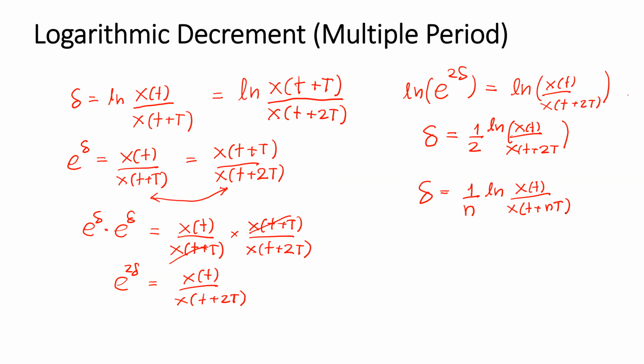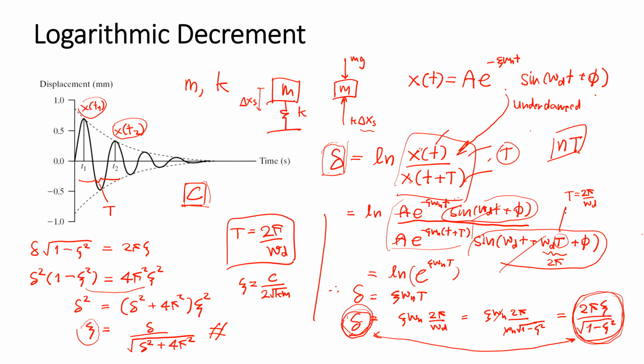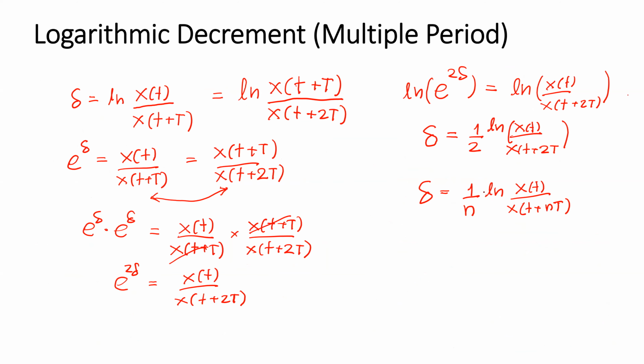So if we consider 1 period of the value change, we use this formula. If we consider n periods, we use this. And we're going to have an example where we need to count many periods, but let's begin with this example first.